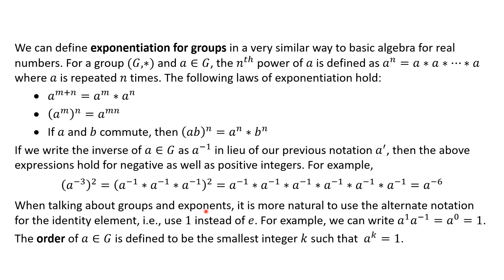When talking about groups and exponents, it is more natural to use the alternate notation. I just made that point here. And we would use 1 instead of E for the identity. So for example, it's natural to say A times A inverse equals A to the 0, which is 1. So you'll see me using this notation, and you'll see this in papers and books. The order of an element A in a group is defined to be the smallest integer such that A to that integer power is the identity 1.